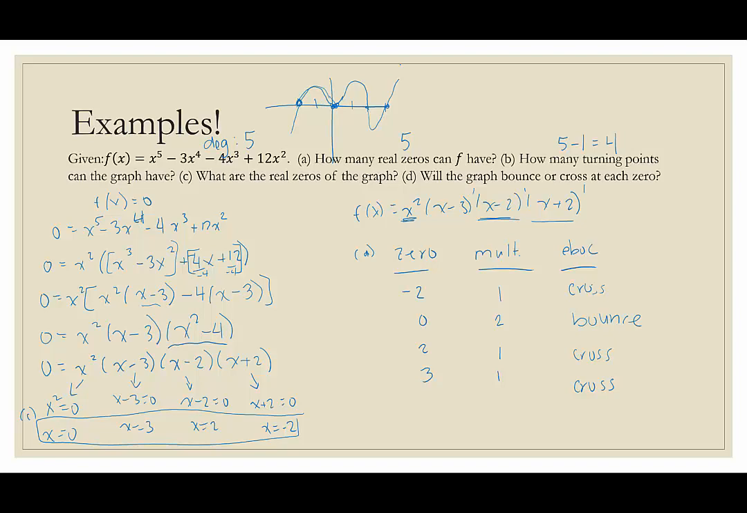So looking at this very rough graph, this is by no means perfect, I should see the graph interacting with the x-axis exactly 4 times, touching or crossing. It crosses once, twice, 3 times, and it bounces once, which is what we had here in letter D.